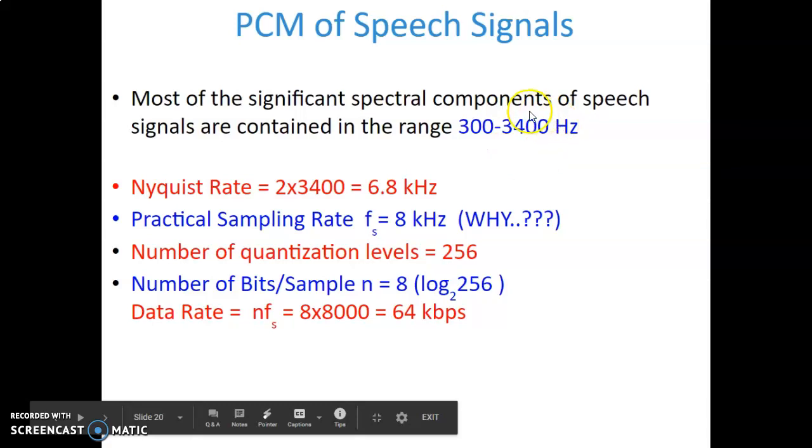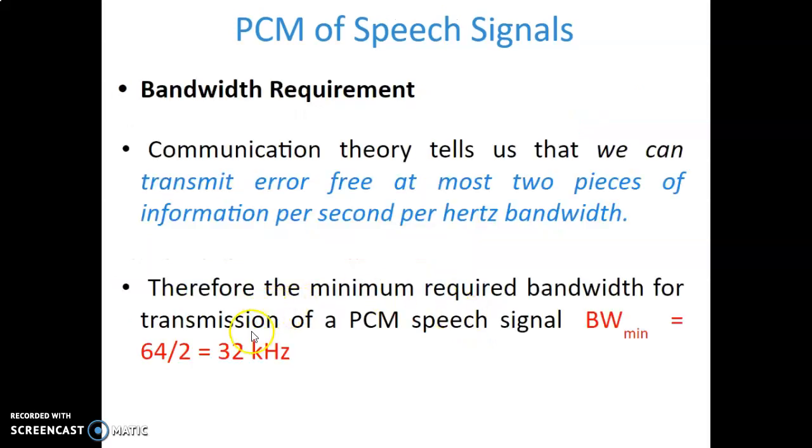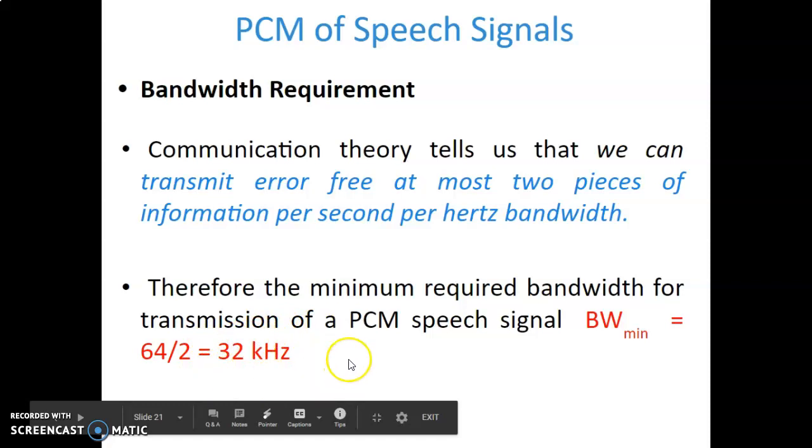So here we have considered the maximum frequency as 3400. According to the sampling theorem, the Nyquist rate, twice fm, will be 6.8 kilohertz. The practical sampling rate is 8 kilohertz always. So the number of levels will be 256. So the number of bits per sample will be equal to 8, and therefore the data rate will be 64 kbps. For successful transmission, the bandwidth will be half the data rate, which is 32 kilohertz.